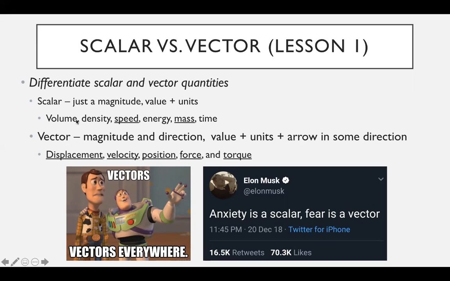Vector quantities involve the magnitude from before, but they also require a direction. Your answer is going to look like the value you get, plus the units associated with that value, plus the arrow in the direction that value is going. In this class you use a lot of displacement. You use pretty much all of them, and all of these are examples of vector quantities.